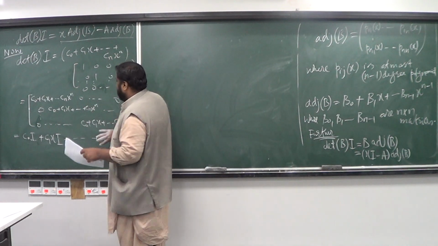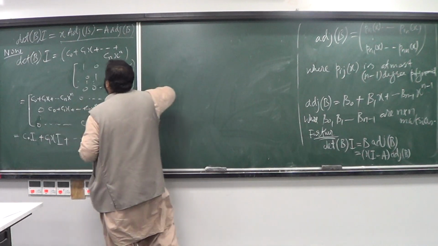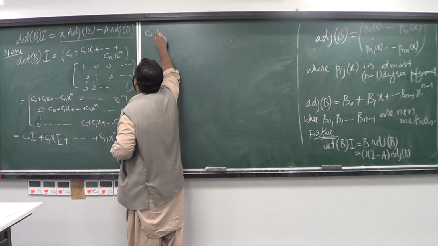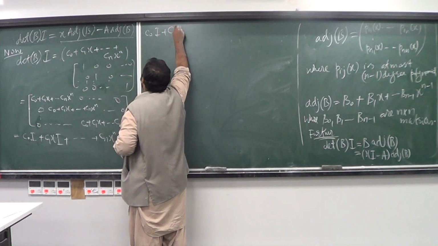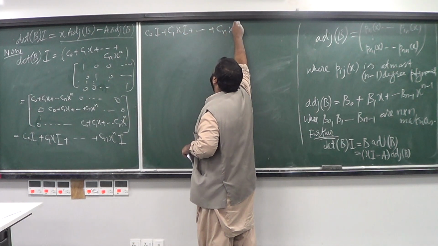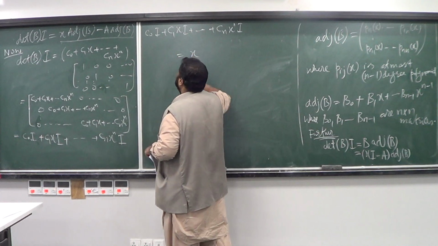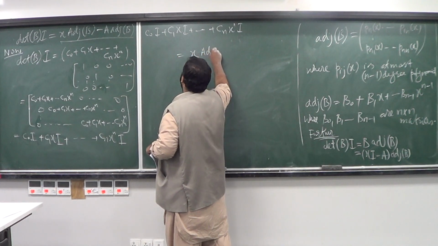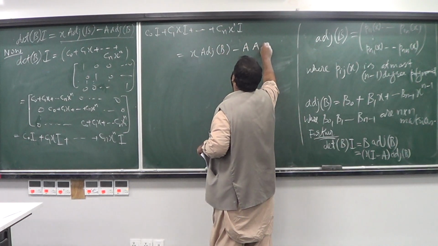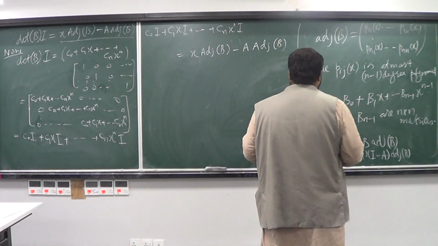So let me use this polynomial in the place of determinant of B multiplied by I. On one side I'm going to get C naught I plus C1 x I plus so on and so forth, Cn x power n I. On the other side I have x times adjoint of B minus A multiplied by adjoint of B. This is what you're going to get.